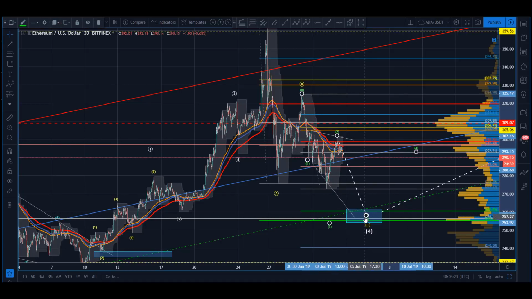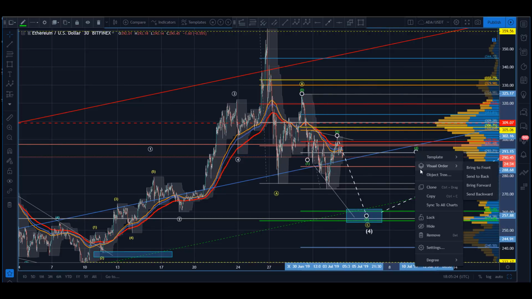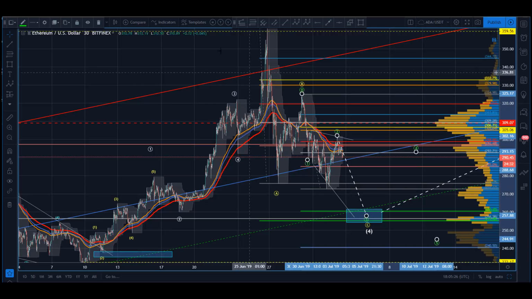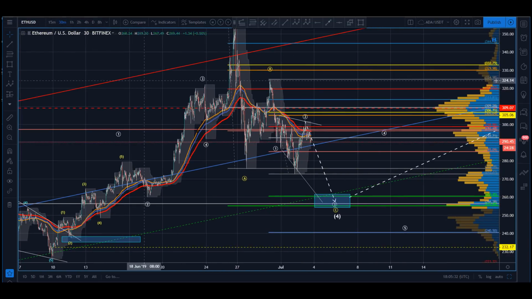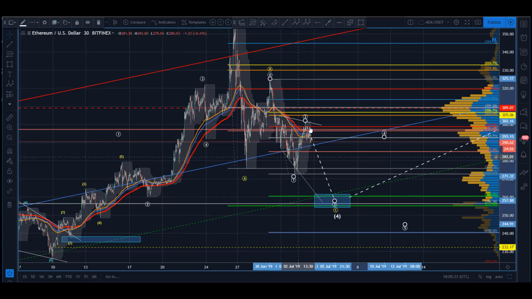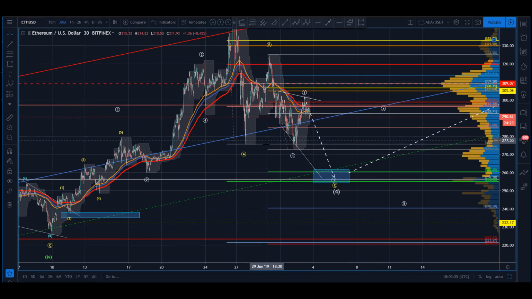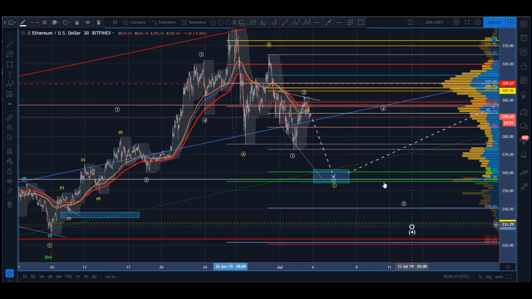2. Let me get these out of the way here. This is too small here. Let me get this up. Let's go to white so we can see it a little better. So the alternate here is that this is 1, 2, and that 3, 4, and 5 are all still yet to come, which pushes the 4 lower.